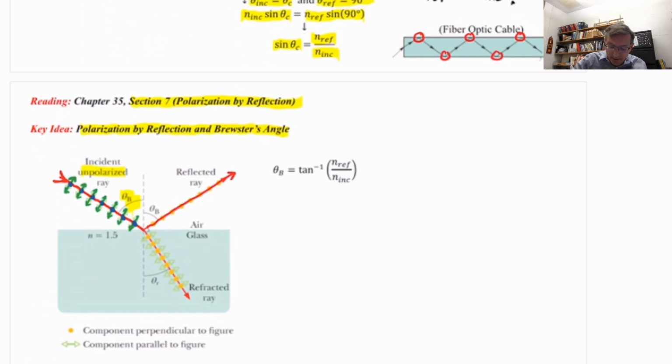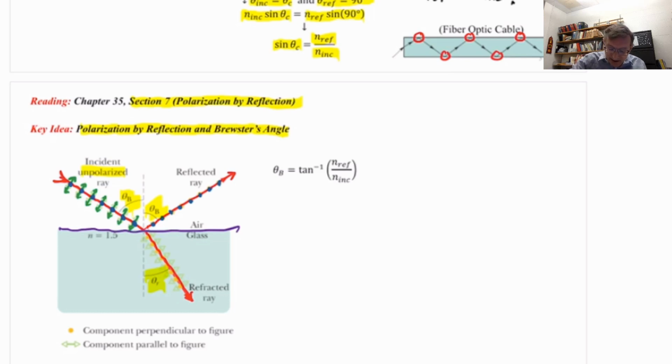the reflected ray will come out linearly polarized, with the electric field oscillating along the in-out direction, perpendicular to the ray. Notice that that direction is then parallel to the interface. That's what ends up being the direction of the polarization. And then, of course, you have a refracted ray, which is still unpolarized, at an angle of refraction theta r. And the angle of reflection is the same as the angle of incidence, both labeled theta b.